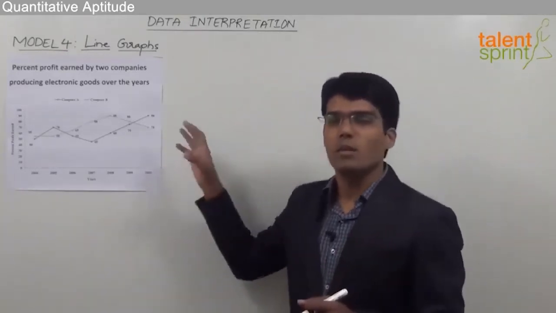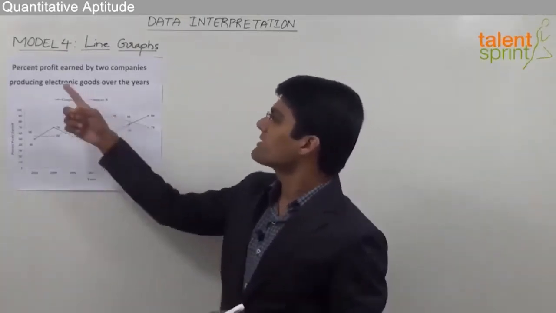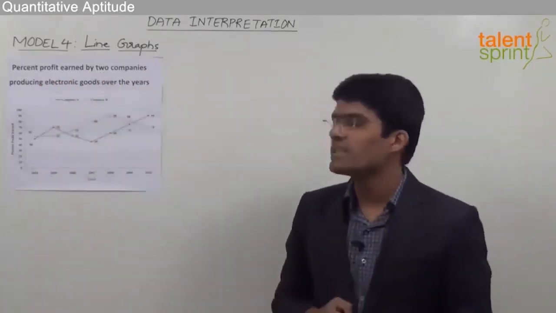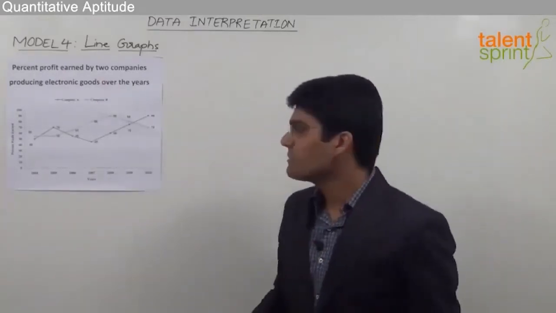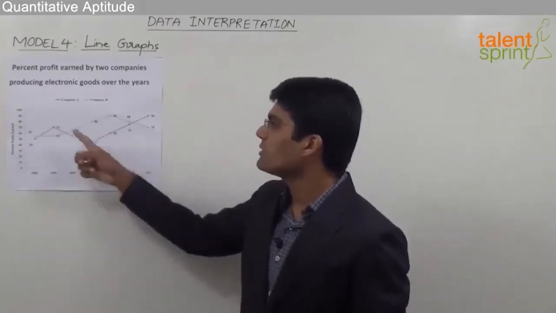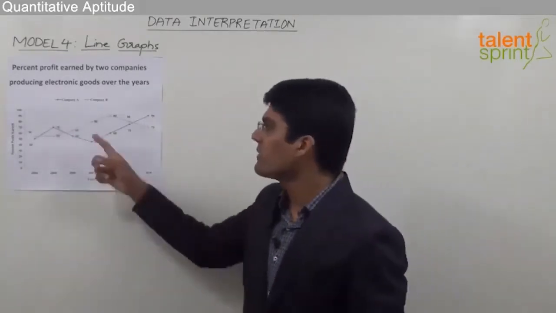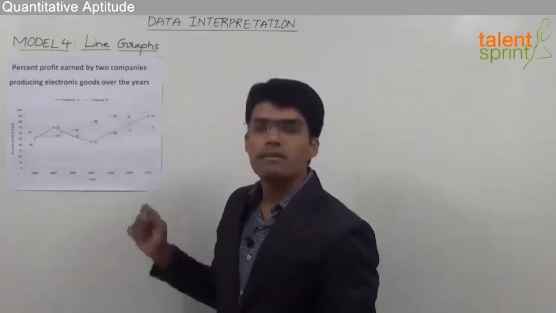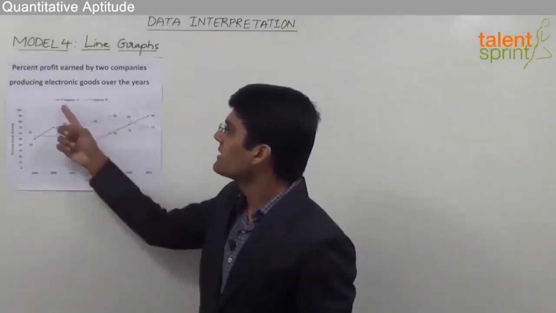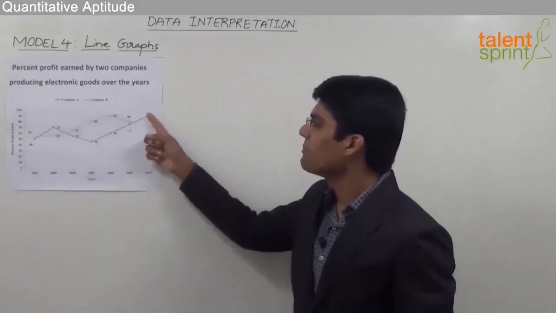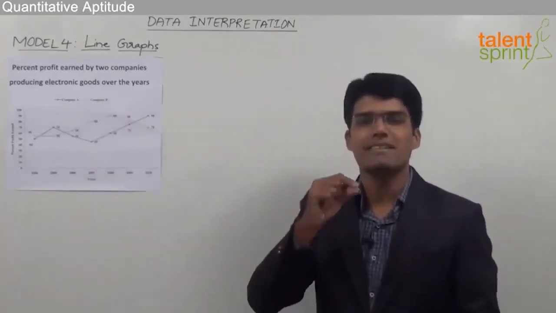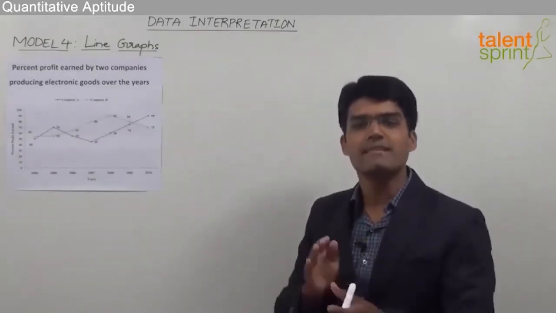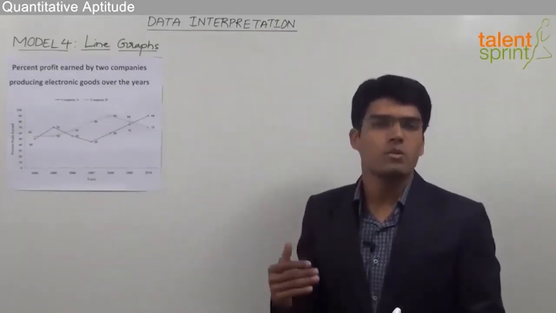Now let us see what is given in this line graph. Now as it says, percent profit earned by two companies producing electronic goods over the years. So here the graph has been shown for two companies. That means in the same XY plot, we have got two different lines, where one line is the percent profit for company A and the other line is the percent profit for company B. Now as you can see here, the line which shows the percent profit of company A has got squares at its various points, whereas the line which shows the percent profit of company B is represented with triangles at different points. So we can easily distinguish which line is for company A and which one is for company B.